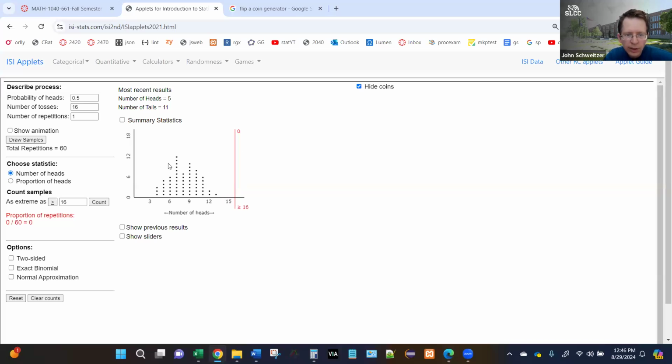So again, what this tells us is if it's a truly 50-50 situation, right, an event that's a 50-50 event, and you do that 16 times, then this is giving us an idea of about how many heads we would expect to get. Okay, now if we want to look at it as a proportion, that's also good, right?